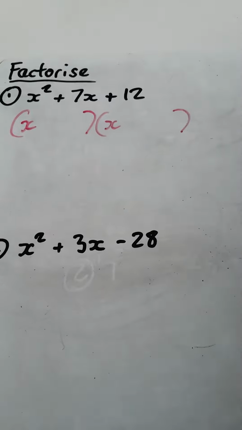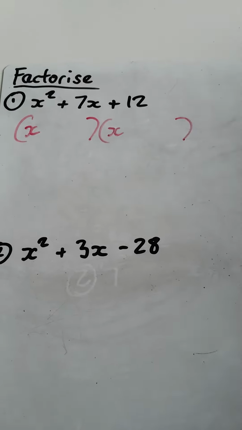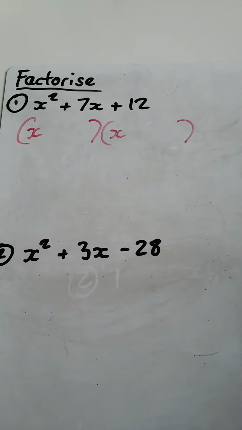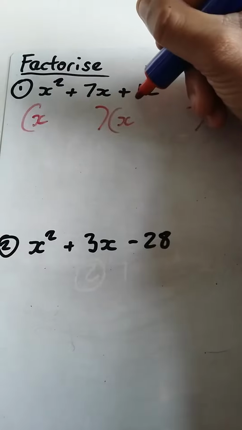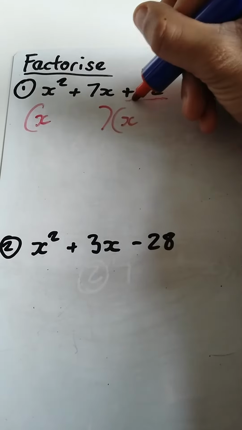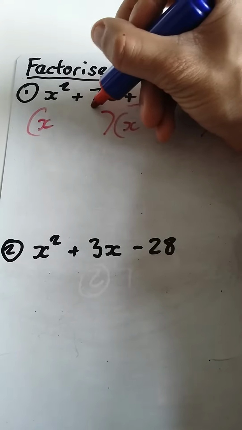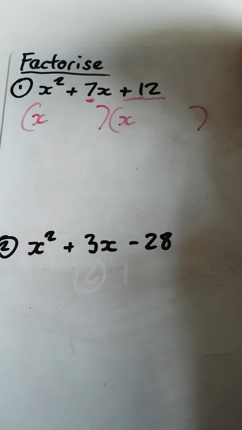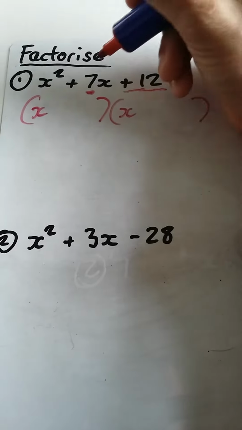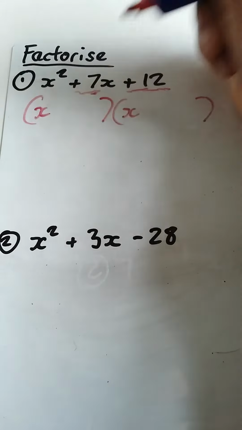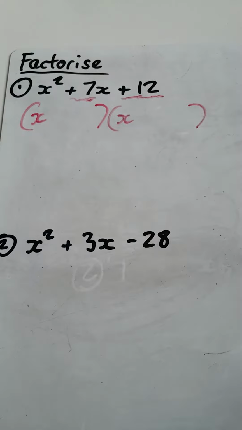Now, the trick to factorise a quadratic is quite simple. There's a simple procedure that we use to do it. The important things you need to look at are the integer at the end of the expression and the coefficient of x. So the integer at the end, plus 12, and the coefficient of x, which is positive 7, plus 7. Now, this is the trick.